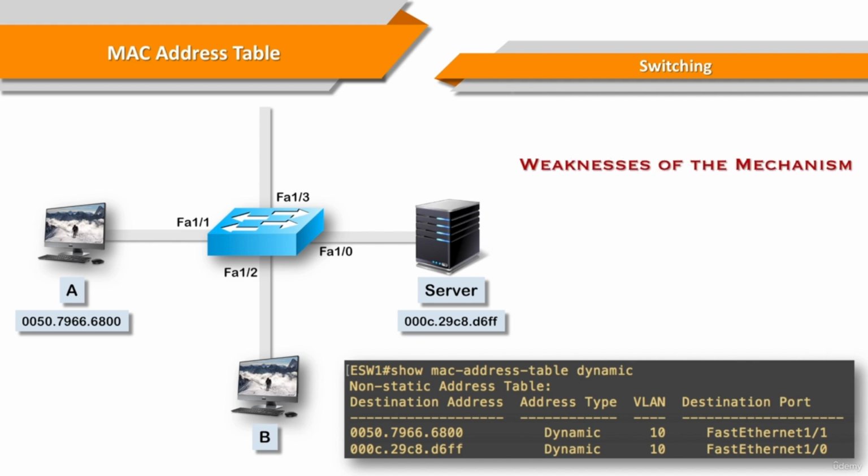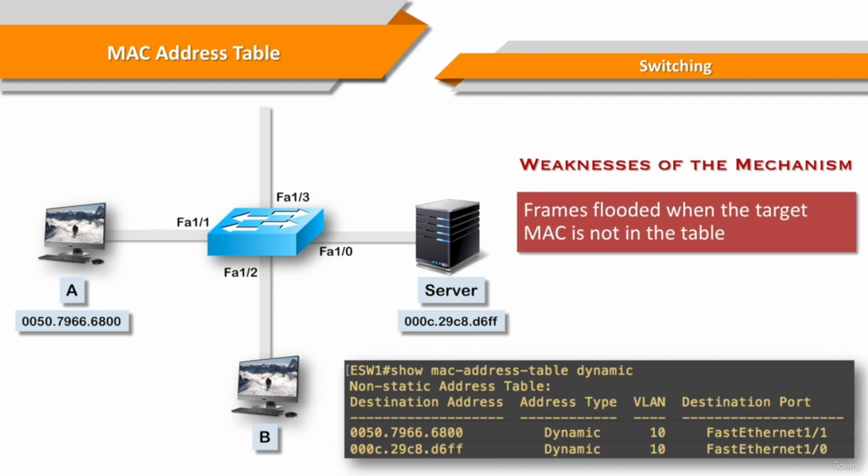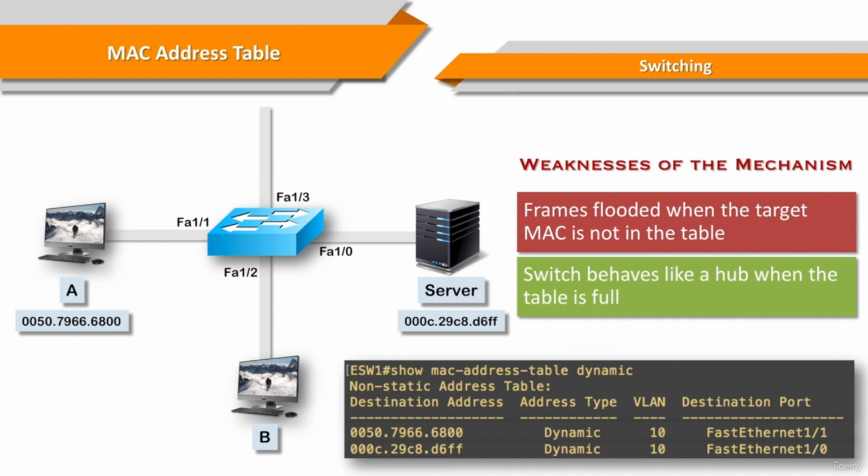Let's look at the switching mechanism from a cybersecurity point of view. The mechanism has two weaknesses. First, when the target MAC address is not in the MAC address table, the frames are flooded out of all the ports, so unintended systems on the network are capable of sniffing these frames. The second weakness is that when the MAC address table is full, no new record is accepted.